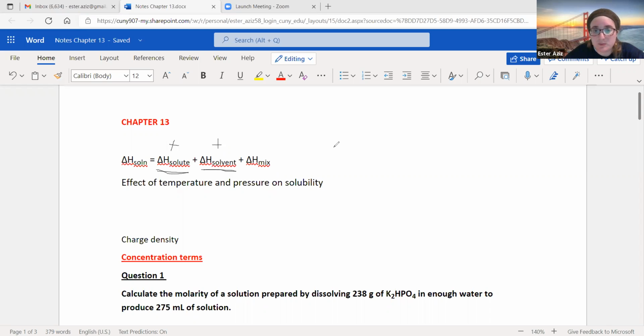Now, once the bonds are broken in between solutes and solvent, then solutes and solvents are free to form new bonds with each other. And here you have delta H mixture, and that's always negative. Okay, so you have two terms that are positive and one term that is negative. Depending on the magnitude of these terms, your delta H of solution will be either positive or negative. So depending if delta H mix is bigger or delta H solvent is bigger, and so on and so forth.